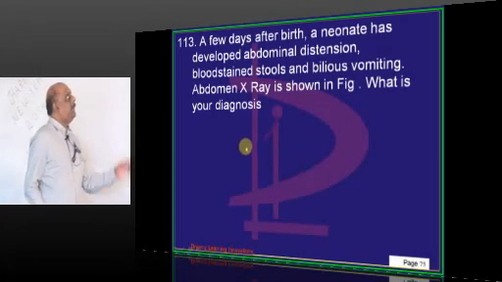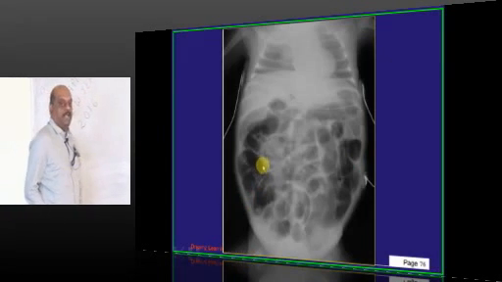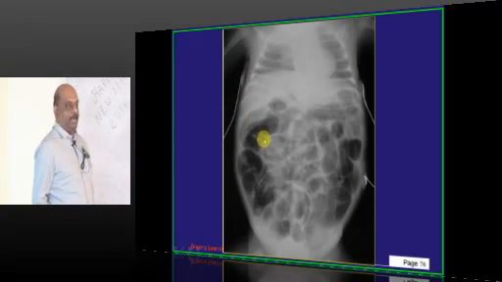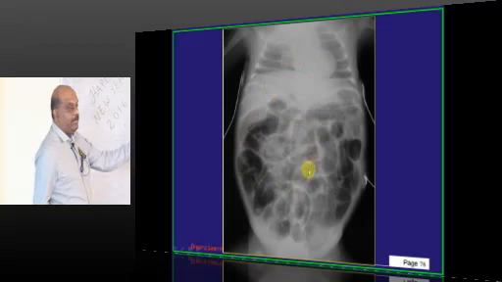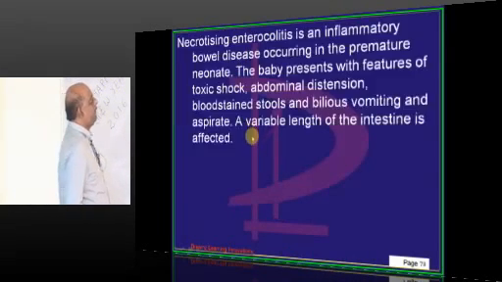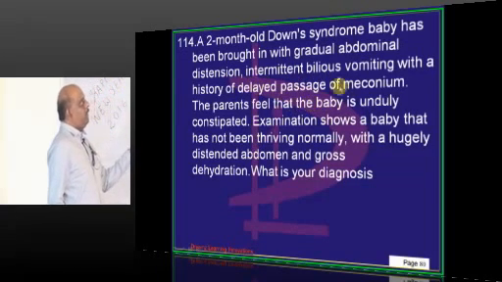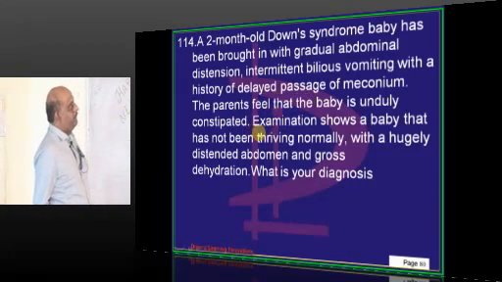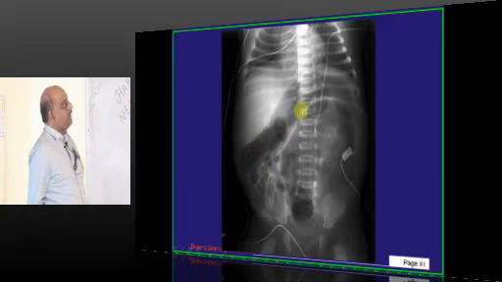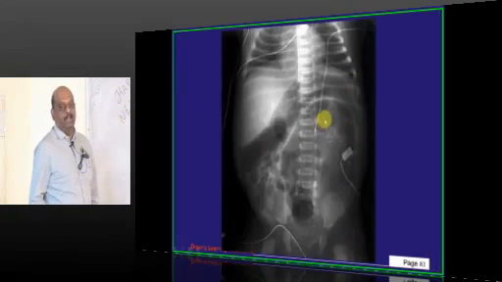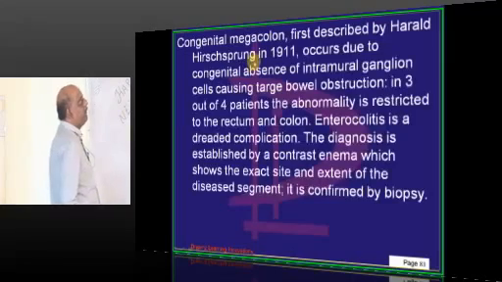A few days after birth, the neonate has abdominal distension, blood-stained stools, and what is the abdomen X-ray showing? Necrotizing enterocolitis, classically with all the air distributed along the wall of the bowel, is what needs to be remembered. A 2-month-old with Down syndrome with abdominal distension, bilious vomiting and delayed passage of meconium with distended abdomen, what is your diagnosis? Classically, Hirschsprung's disease with a congenital megacolon is what needs to be remembered.